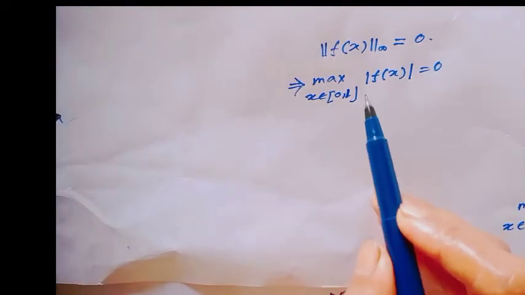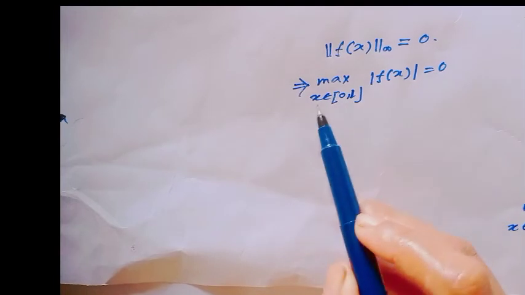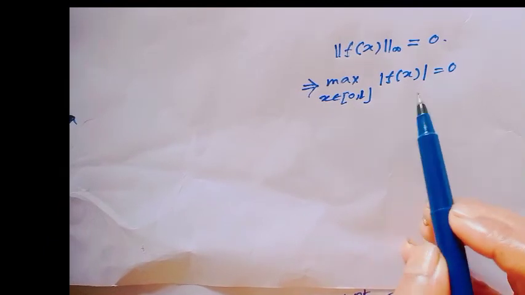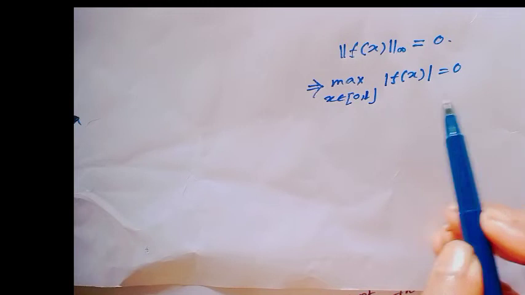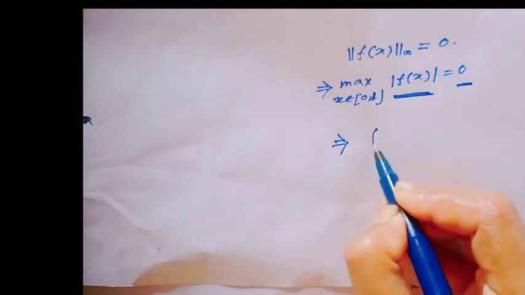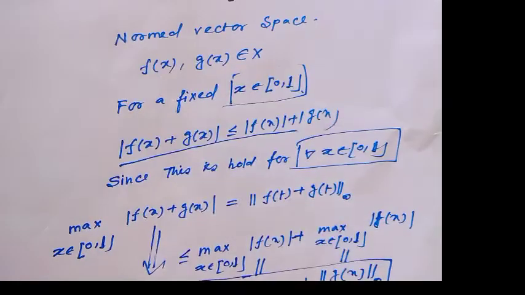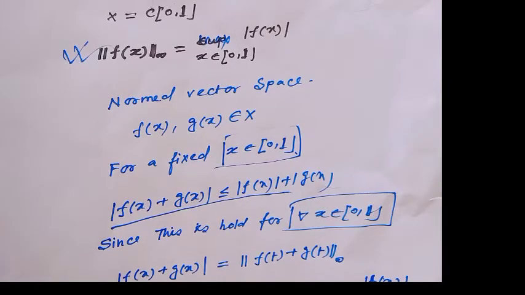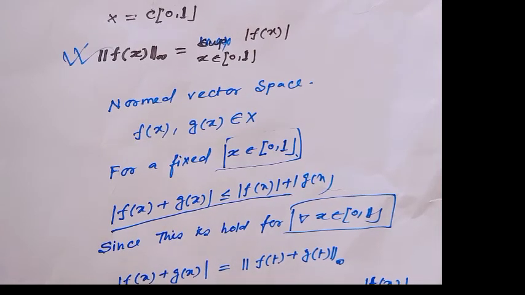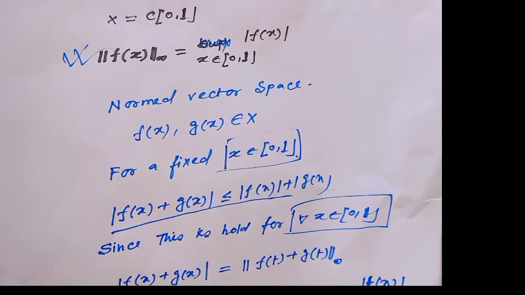Now the infinity norm of f being 0 implies, obviously by definition, that the maximum over the closed interval [0, 1] of the absolute value of f(x) is equal to 0, and the absolute value of f(x) equal to 0 means obviously f(x) equals the zero function. That means all conditions of a norm are satisfied here. So obviously this function is an example of a normed linear space. Are you getting how we have to verify whether a function space is a normed linear space?